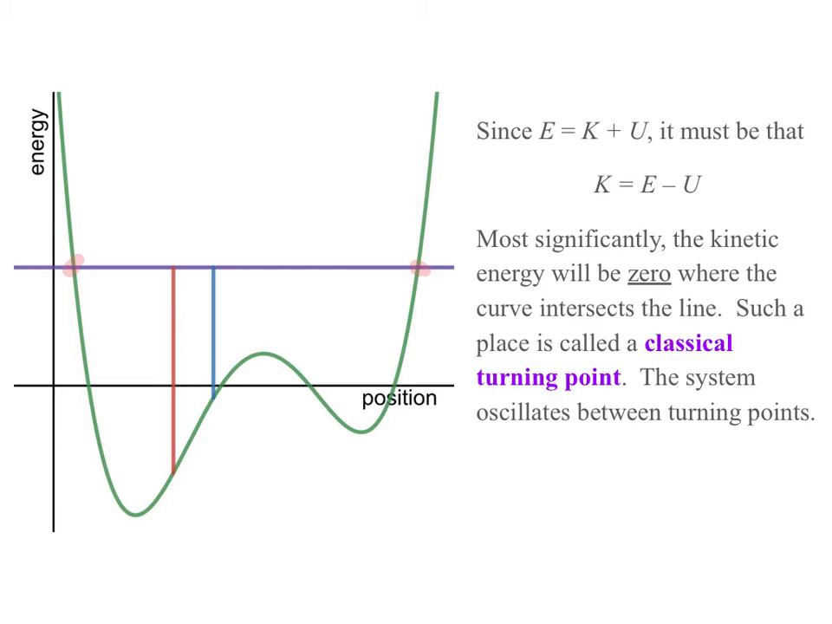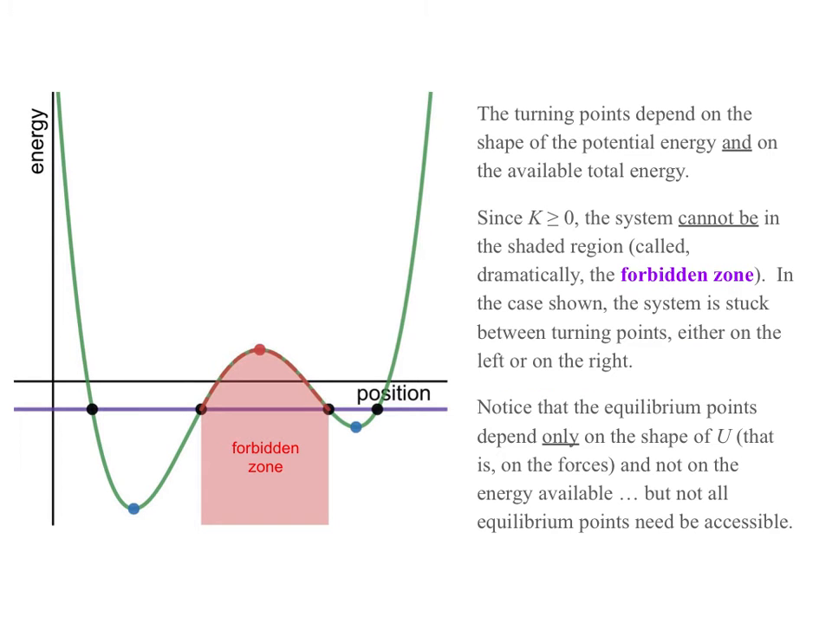Such a place is called a classical turning point. We'll talk about why classical in a little bit. The system will oscillate between those turning points. The turning points depend on the shape of the potential energy and on the available total energy. Since kinetic energy is always greater than or equal to 0, it's impossible for it to be otherwise, the system cannot be found in the shaded region, which is dramatically called the forbidden zone, like something out of Star Trek.